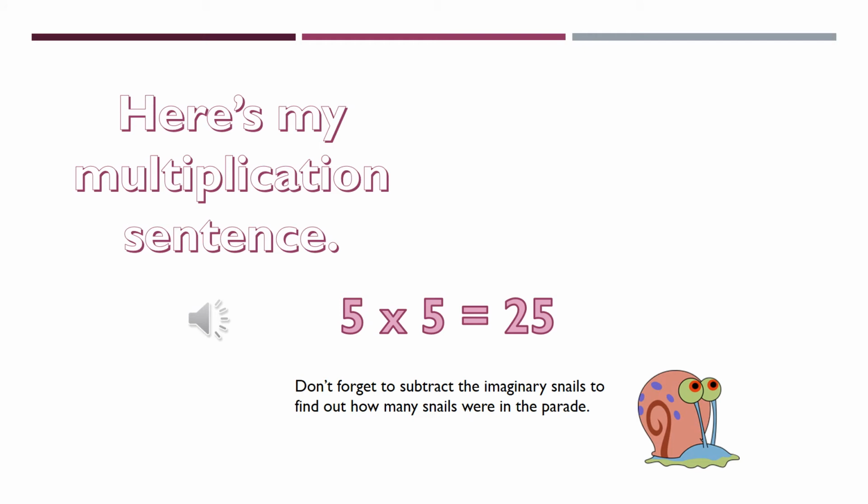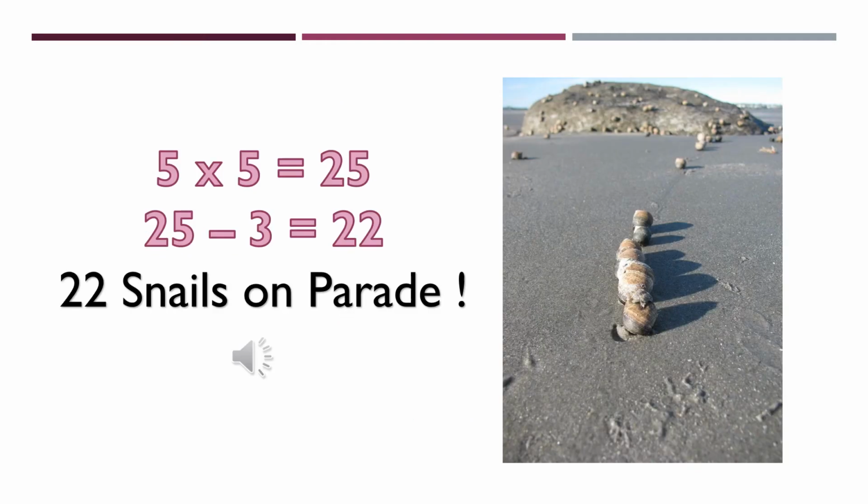Here's my multiplication sentence. Now, how many snails were actually in the parade? Don't forget to subtract the imaginary snails to find out how many snails are in the parade. 25 snails minus the 3 snails that we drew equals 22 real snails all together in the parade.